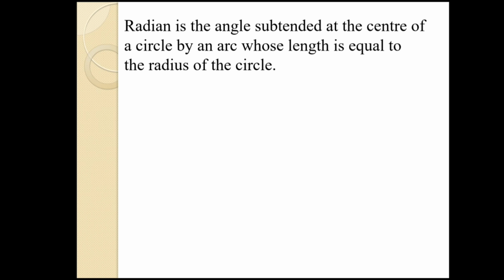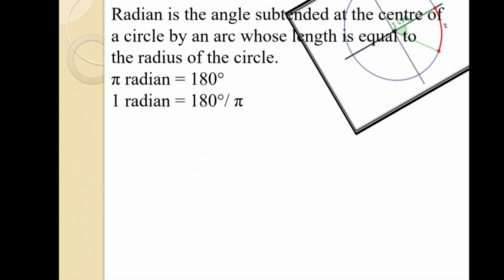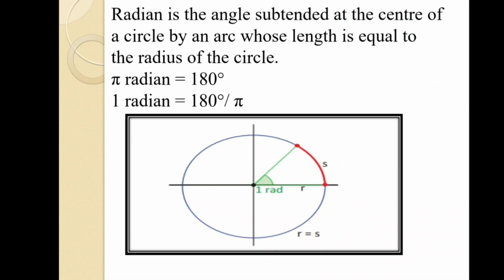Radian is the angle subtended at the center of a circle by an arc whose length is equal to the radius of the circle. Pi radian is equal to 180 degrees. So 1 radian is equal to 180 degrees divided by pi. Radian is the angle subtended at the center of a circle by an arc whose length is equal to the radius of the circle.